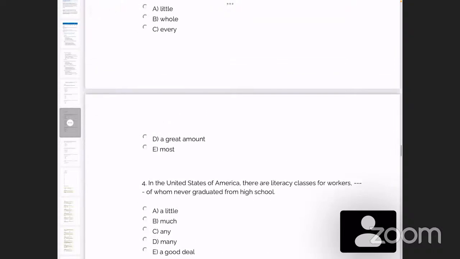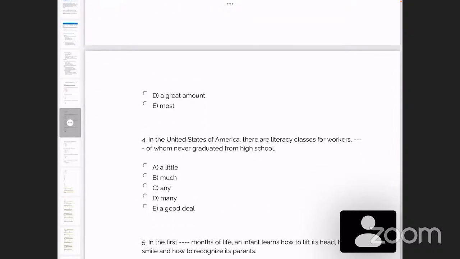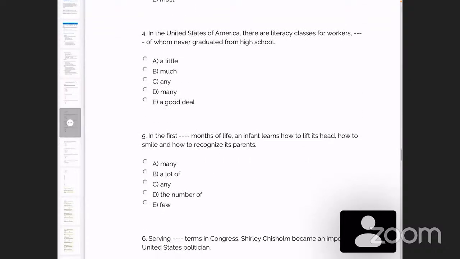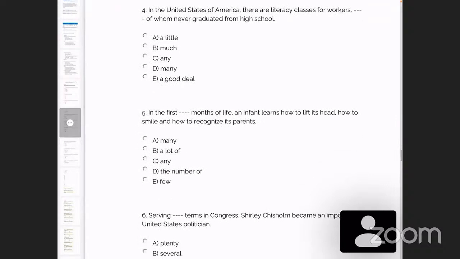In the United States of America, there are literacy classes for workers, dash of whom never graduated from high school. In the first months of life, an infant learns how to lift his head, how to smile, and how to recognize its parents. I'm reading all this, but you all have to do this, please. This is your homework.